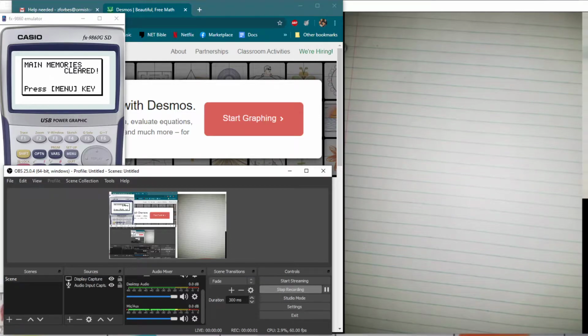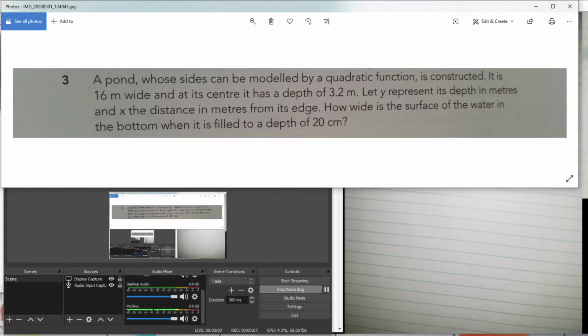Kia ora guys, I've got a couple of level 2 algebra questions that I haven't looked at yet, so I wanted to show you guys what my thinking process was while solving questions. This question here is from the Walker Maths book.